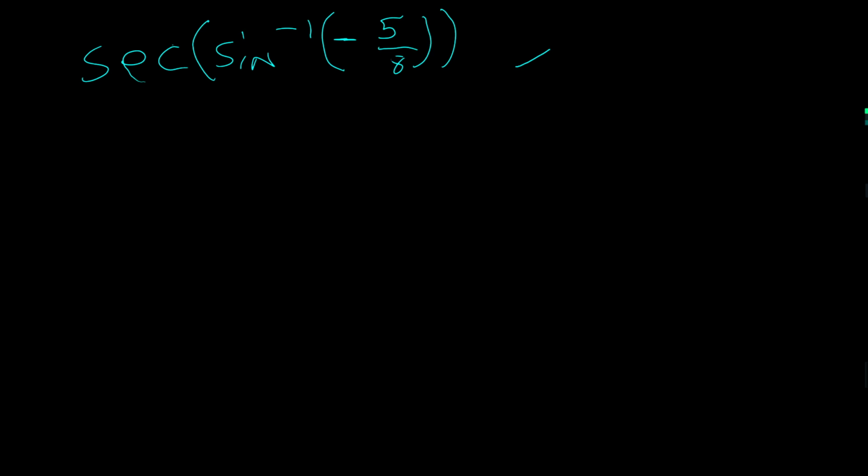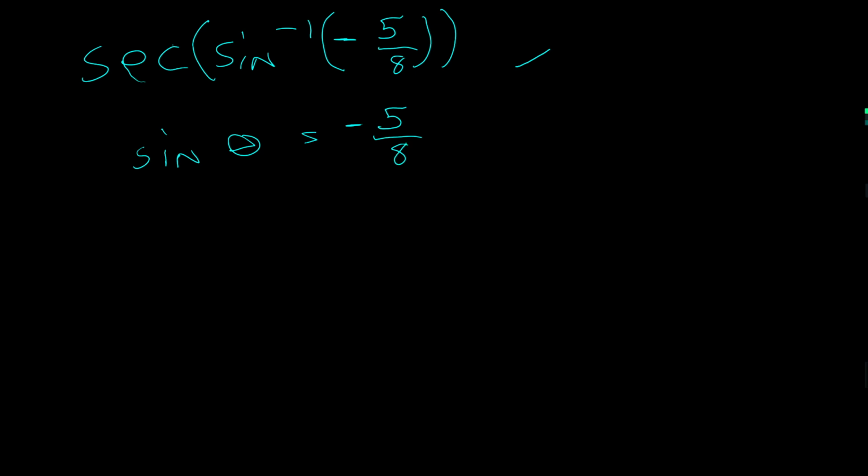We're given inverses, and so for example we want to know the secant of sine inverse negative 5/8. And what that means is that sine of some angle equals negative 5/8.